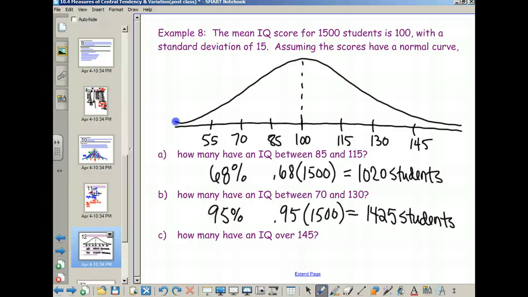All right, last one. This one. How many have an IQ over 145? So picture-wise, let me shade this in. Okay, so where do you point to?